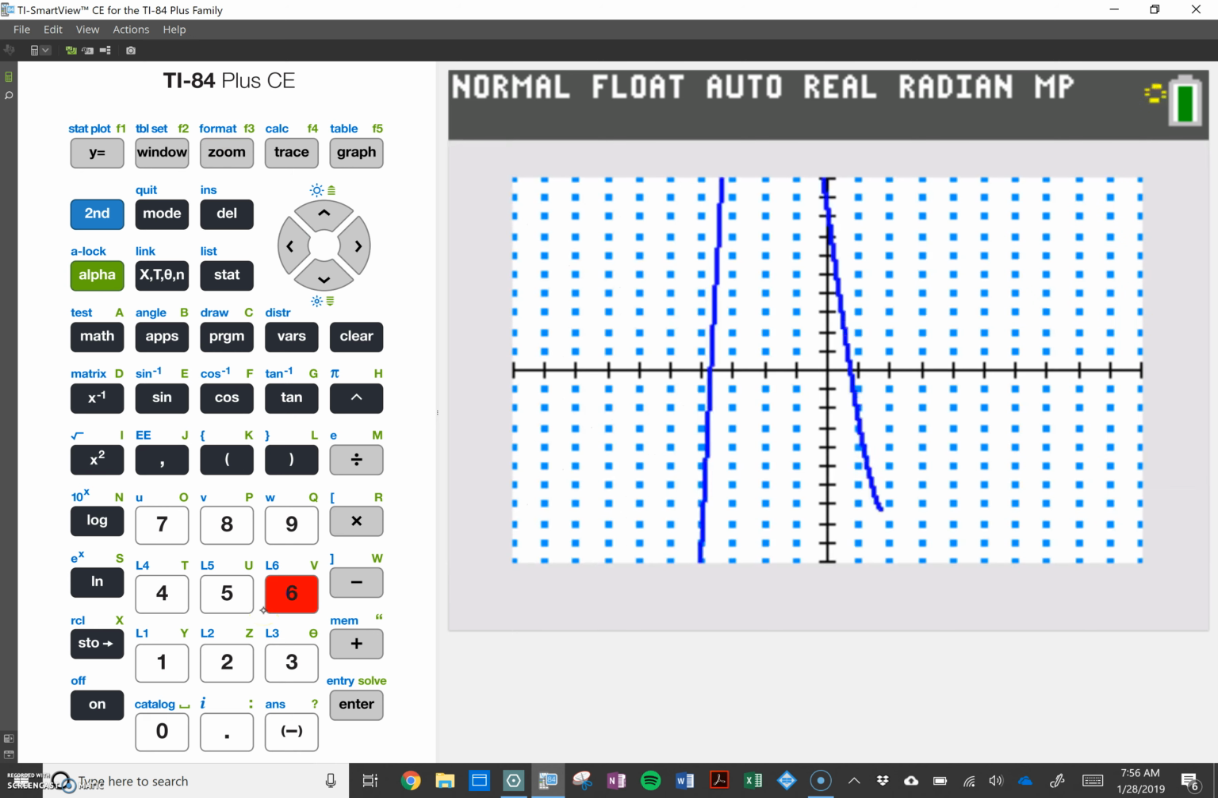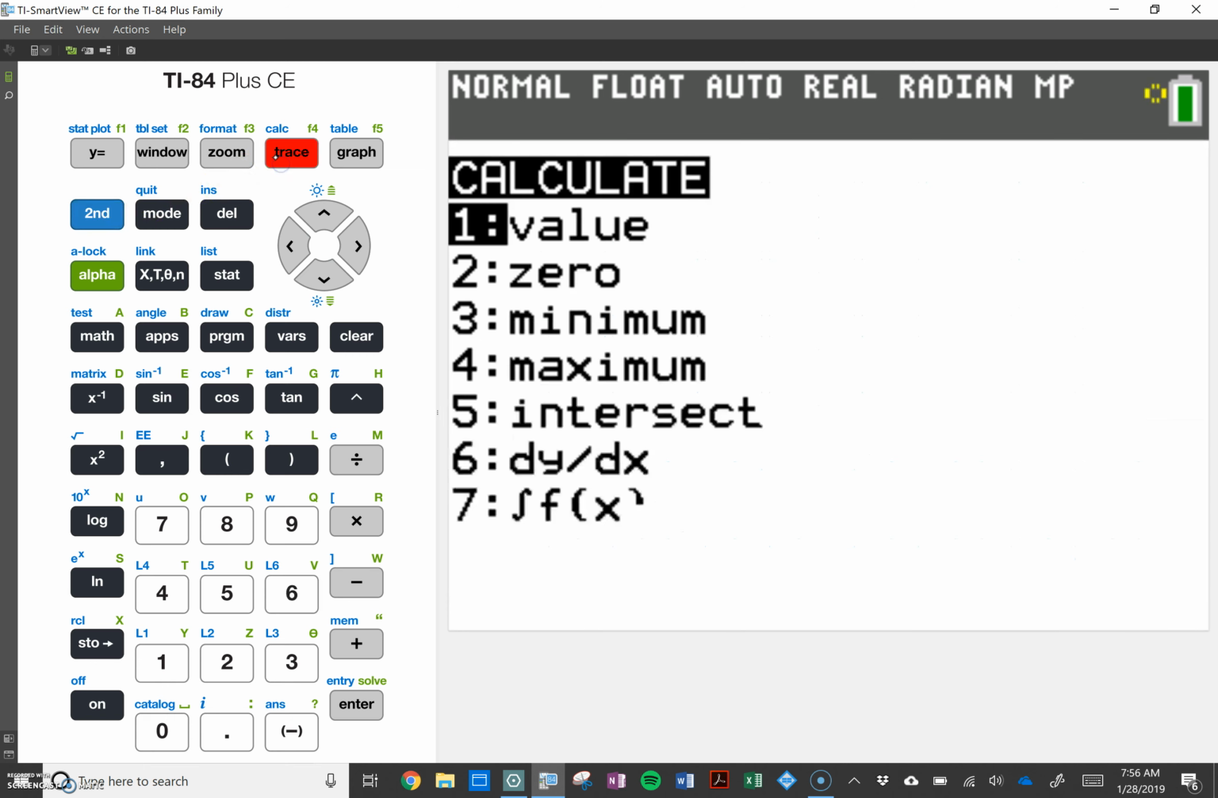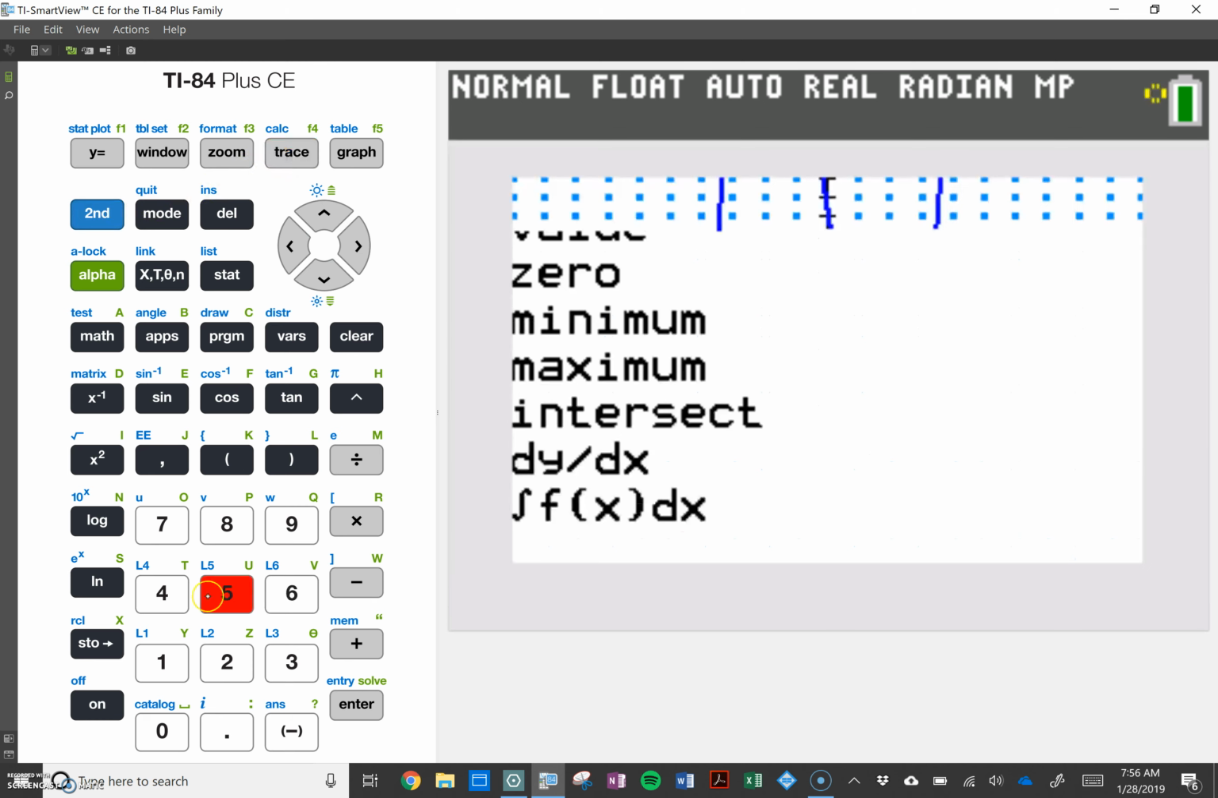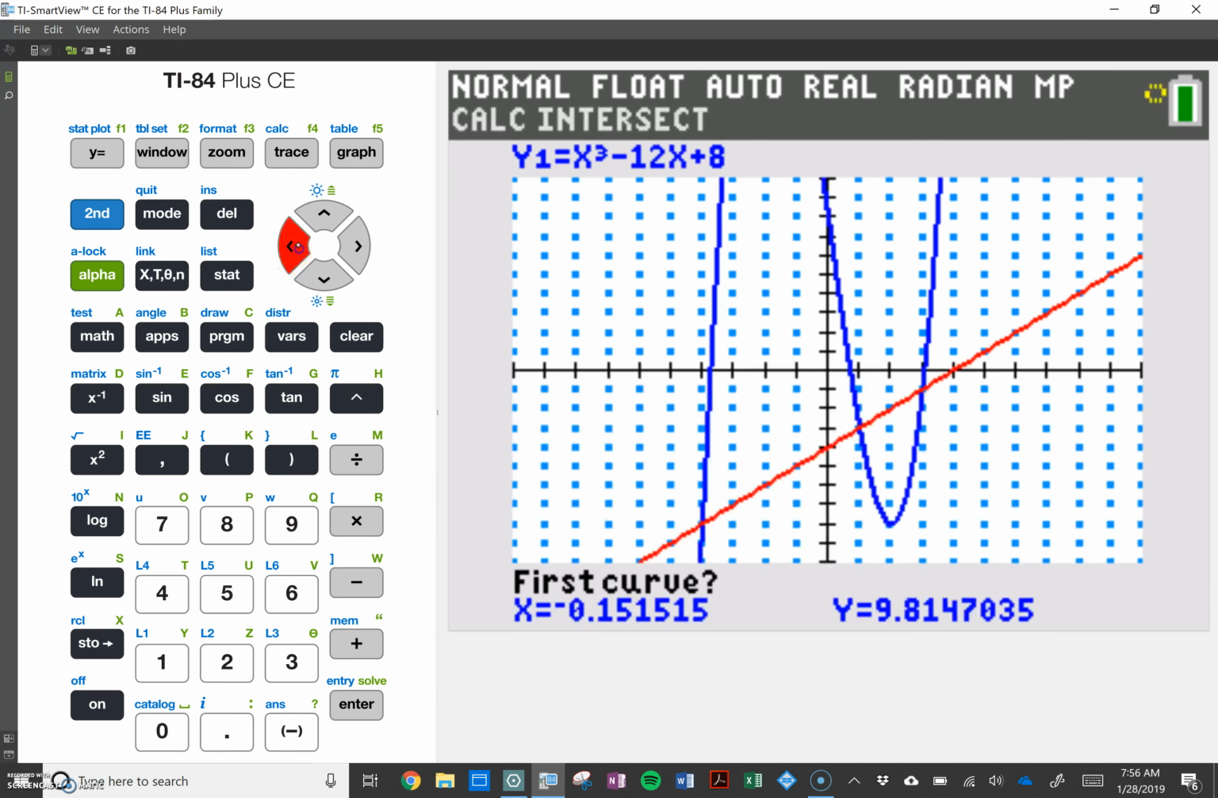Now I know this is not perfectly square, but it does give us the basic two graphs, and we can see where the blue cubic function crosses the red line. Now we want to find the intersection points of these different coordinates. So we're going to go second calc, we're going to choose intersect, and we're going to arrow as close as we can to the farthest point on the left. And our x value is going to appear just momentarily.